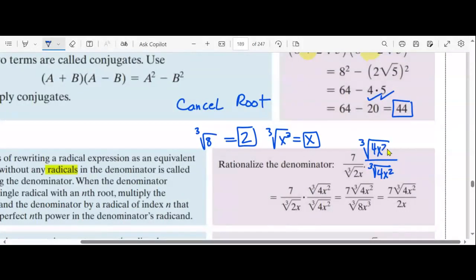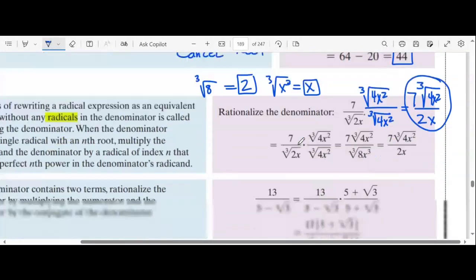So your answer here will be 2x on the bottom, and on the top is going to be 7 cube root of 4x squared. Now I got rid of the cube root in the denominator. Is this clear? Yes? Now let's take another example.